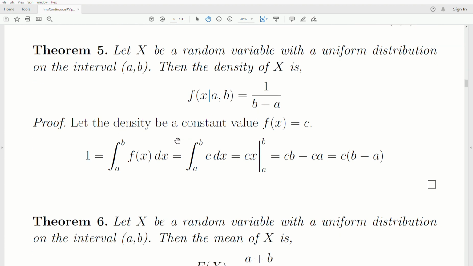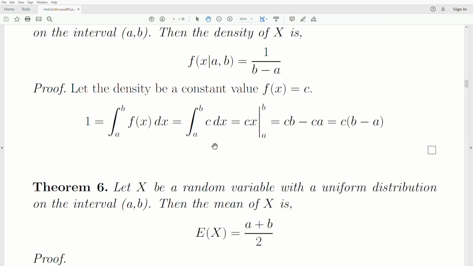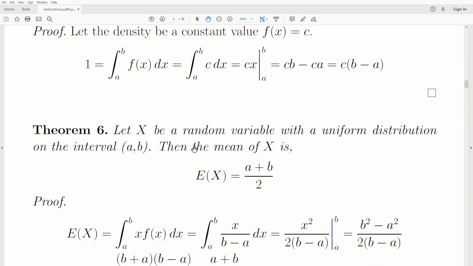So let the density be a constant value, just call it C. And we know that if we integrate the density over its domain, we get 1. And then the antiderivative is x. Plug in, evaluate it at B and A, and we get this. Factor out C, divide by B minus A, and we get 1 over B minus A. And that's what we wanted to show, what the density is equal to.